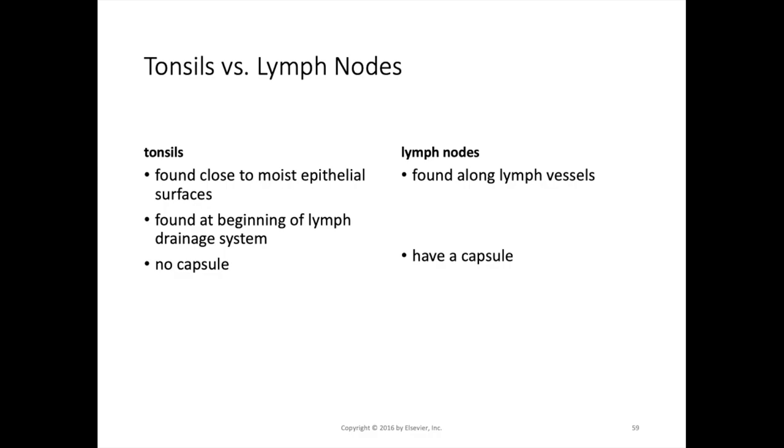And then just a little thing here about tonsils versus lymph nodes and the differences. Tonsils are found close to the moist epithelial surfaces. They're found at the beginning of lymph drainage systems. There's no capsule to tonsils. Lymph nodes are found all along the lymph vessels, all throughout the body as a whole, and they definitely have a capsule. And that is it.